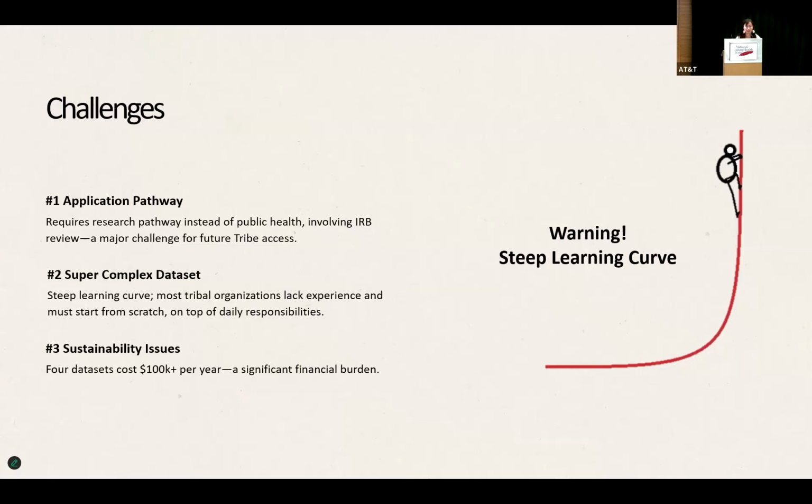Another challenge is sustainability. This data is expensive. Right now, we are very grateful we have free access to this data through this pilot project. However, outside of this pilot project, the regular data access costs more than $100,000 per year for data sets. So that's a big financial burden. We would ask CMS to collaborate with the tribes and tribal organizations, maybe on a long-term plan to help us have continued access to this important data.